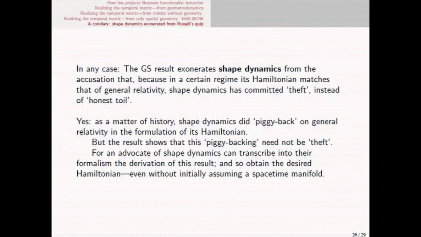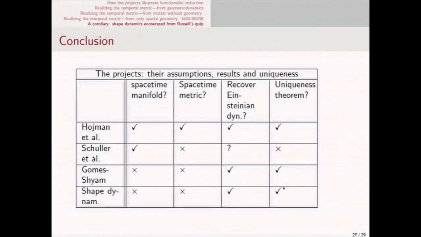An advocate of shape dynamics can actually transcribe the Gomes-Cheyenne result into the scheme of shape dynamics and vindicate the postulate, or indeed not just vindicate, but deduce the ADM Hamiltonian from constraints of the type that the GS theorem gives one. So let me leave it there and proceed to conclusion.